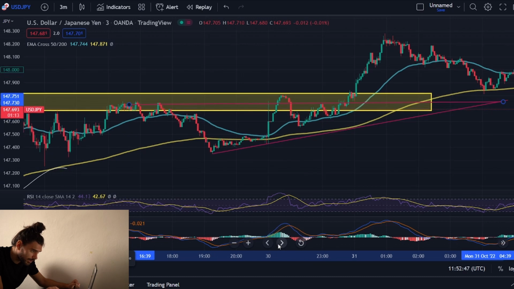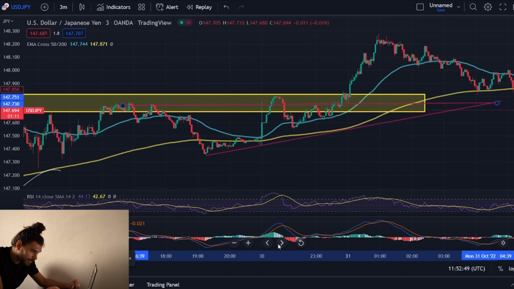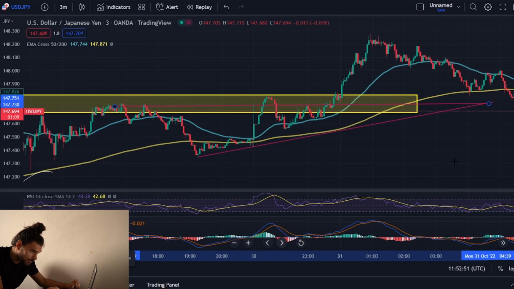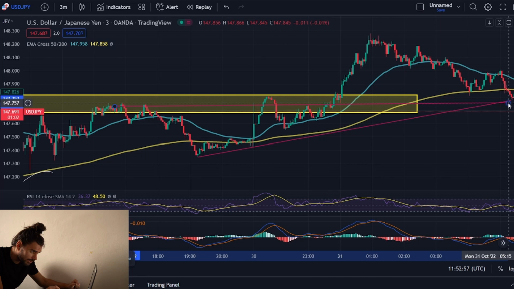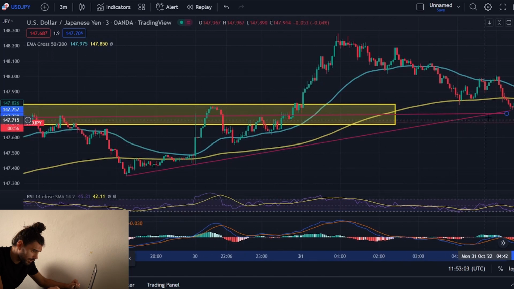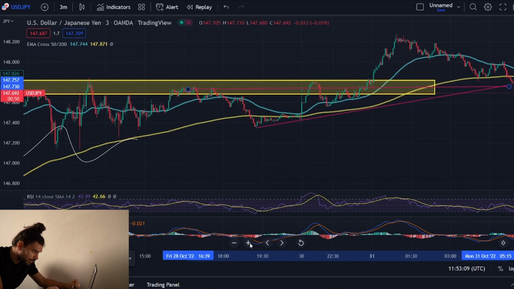So now letting the market run. Here I can see the market is pulling back. Here we are somewhere in the middle line of the support resistance area. So this could now be my third touch. Now the market is pulling back at the 200 EMA on the 3-minute chart. So now I'm looking for a setup, for a buy.